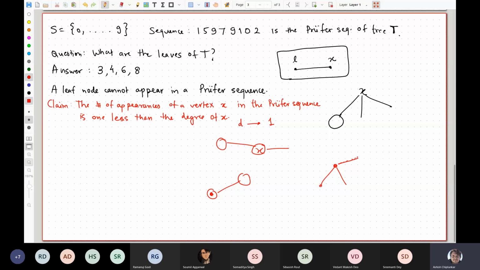Or the other possibility is this vertex survives till the end of the construction of the prefer sequence, in which case at that point of time its degree must be 1. If initially its degree was more than 1, at least one of its neighbors must have been deleted, so that vertex is going to appear in the prefer sequence. Awesome. Okay.